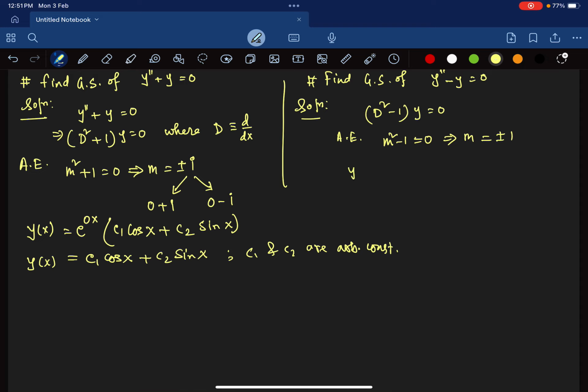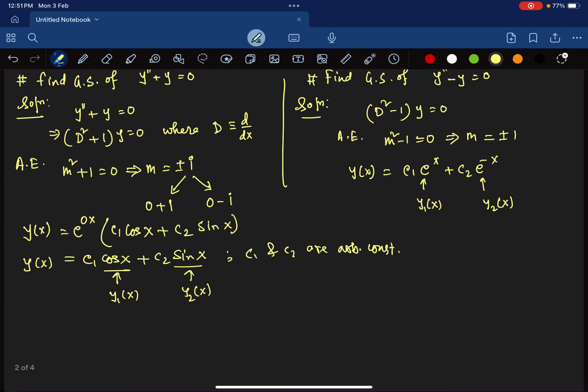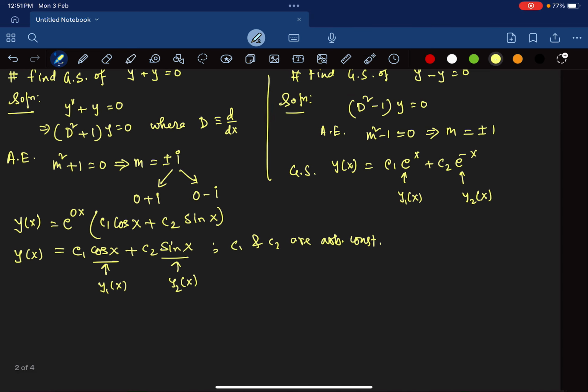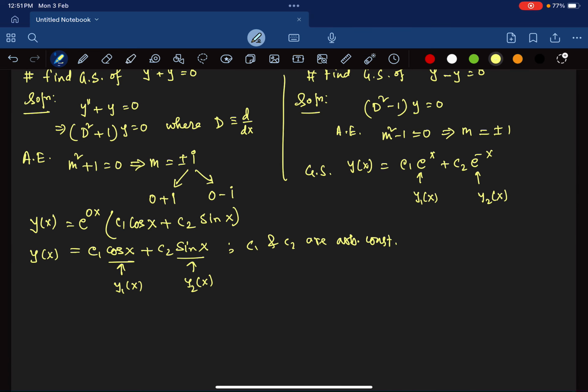So the roots are real and distinct. In this case, y(x) is nothing but c1 e power x plus c2 e power minus x. So this is your y1(x) and this is your y2(x). These are the independent solutions. Now a linear combination of this y1 and y2 constitutes the general solution. So the general solution is this one. Okay, like this we can solve this type of questions. Now the next problem you can take.